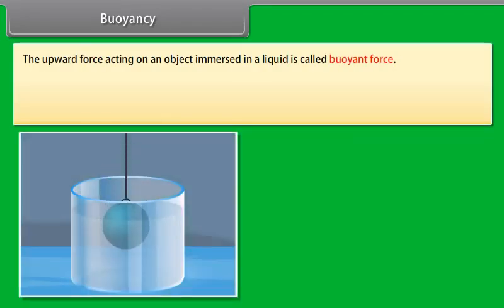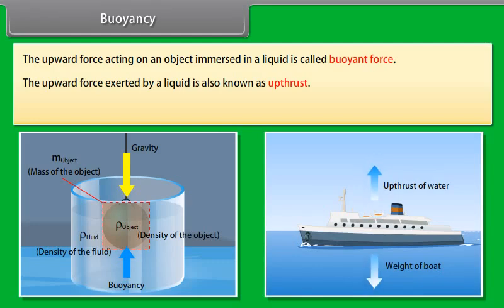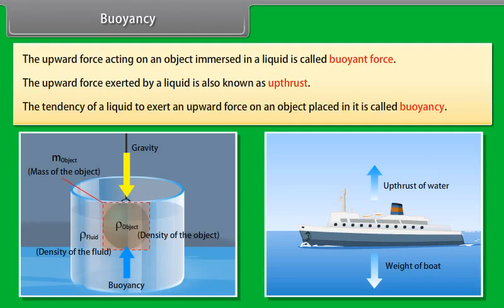Buoyancy. The upward force acting on an object immersed in a liquid is called buoyant force. The upward force exerted by a liquid is also known as upthrust. The tendency of a liquid to exert an upward force on an object placed in it is called buoyancy.